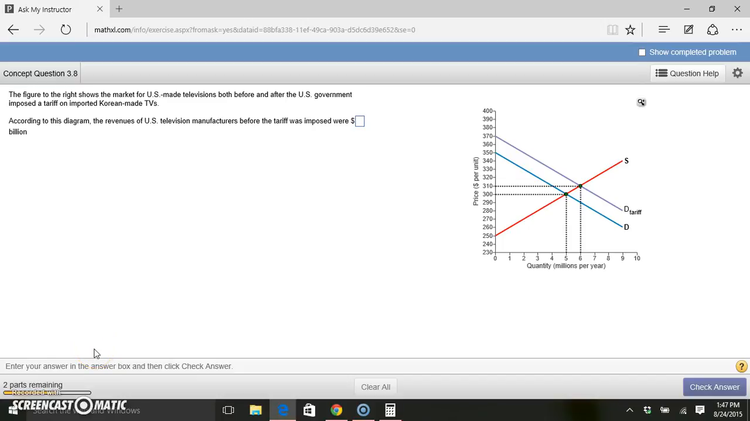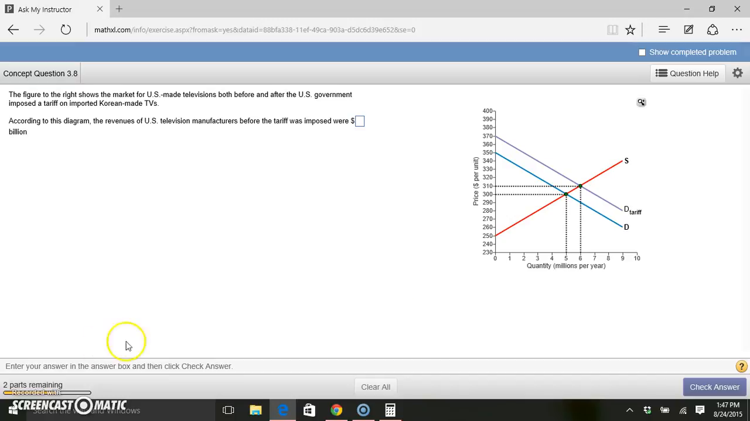Hey, so for this question, we're really just testing your ability to read the supply and demand graph. So they tell us the figure to the right shows the market for U.S. made televisions both before and after the government imposed a tariff on imported Korean made TVs.